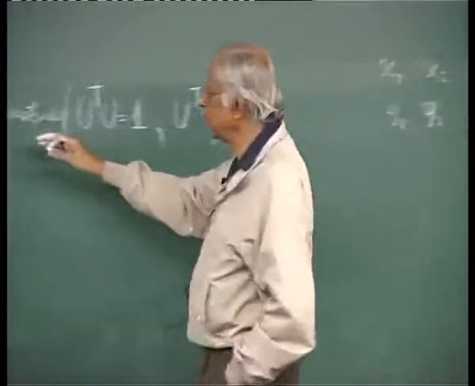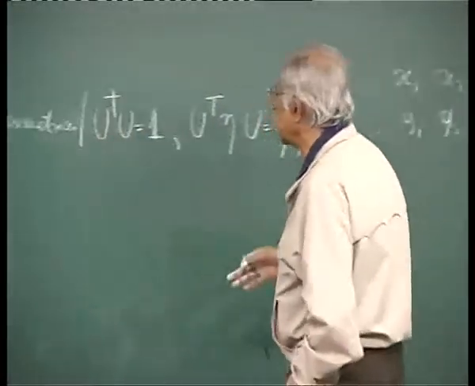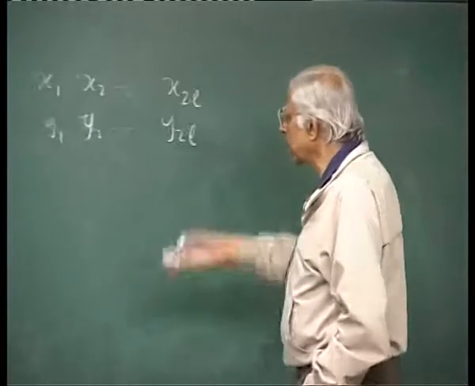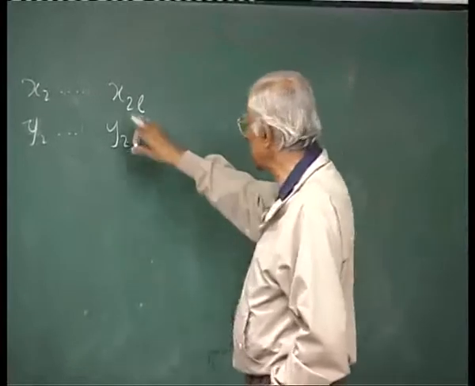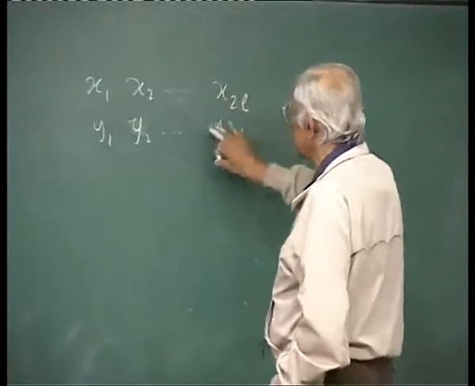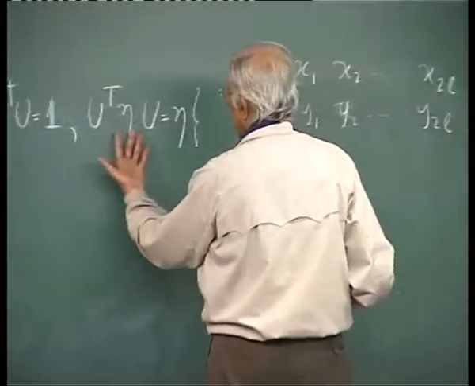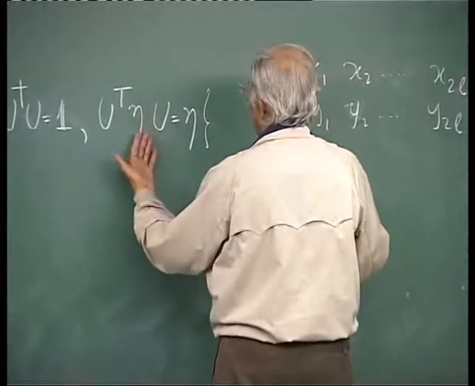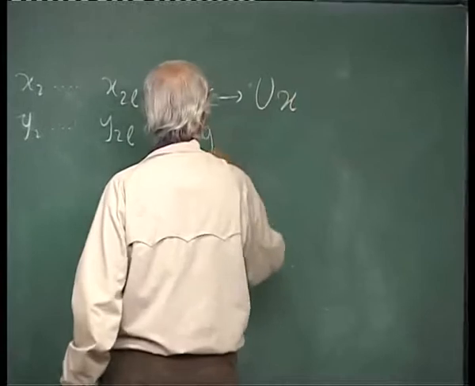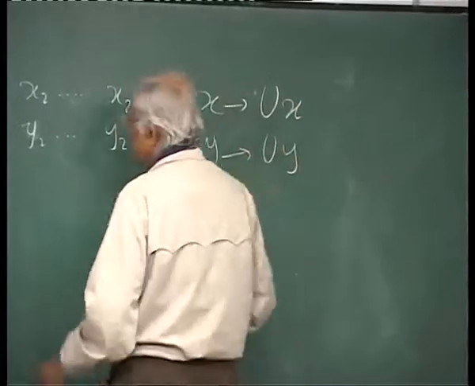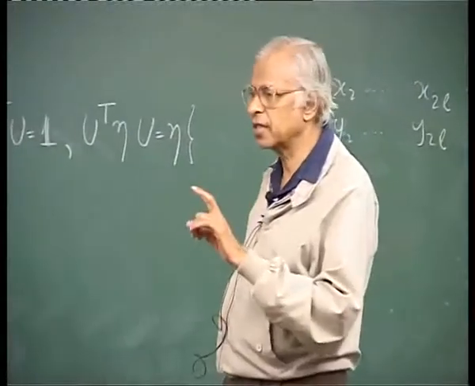After all, we are dealing with 2L by 2L complex matrices. You imagine that they can be applied to column vectors with 2L components. The components can be complex. So just for the moment, think of these x's and y's as complex numbers. This condition says, when you transform x to ux and y to uy, a certain bilinear form in x and y should not change.